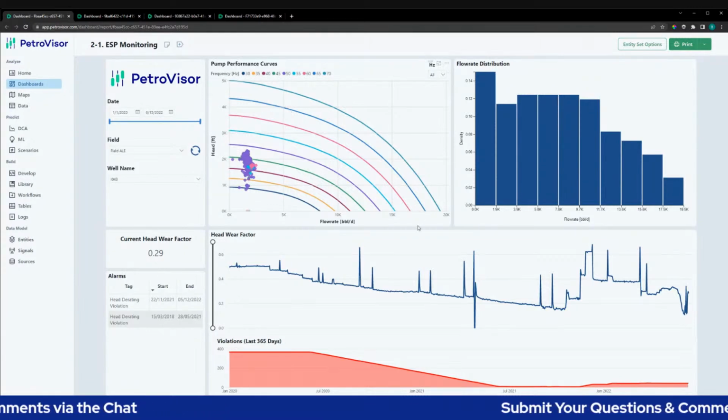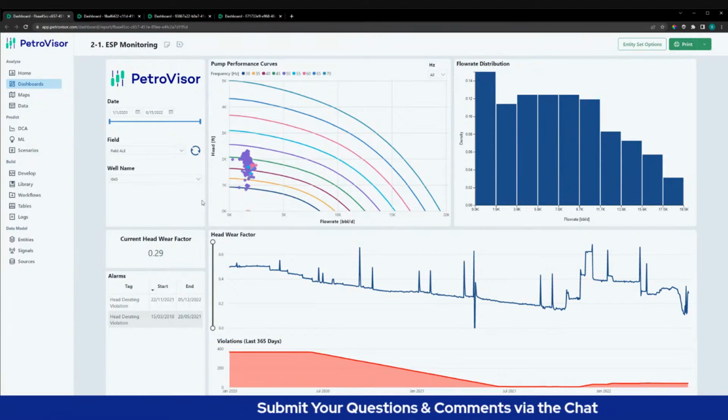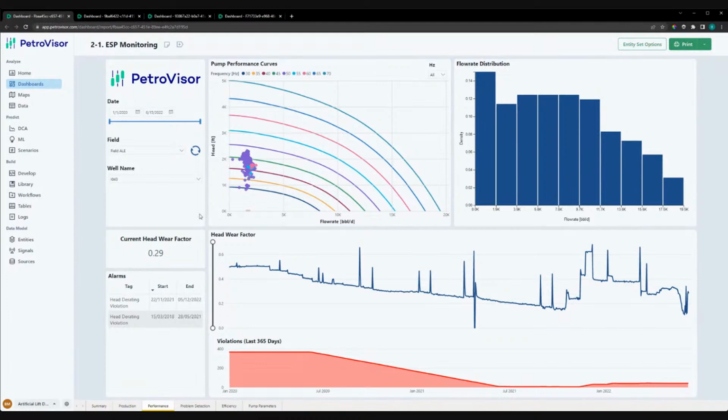Here are my pump performance curves. And here's where that pump is falling along those bands. So immediately I can see that this pump is underperforming relative to where it should be on its specific curve. So we would load these performance curves for our customers. Our customers should have access to these curves in most cases. And so we're going to track the actual performance of this pump against that curve.